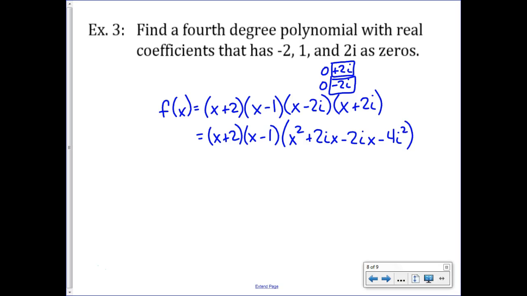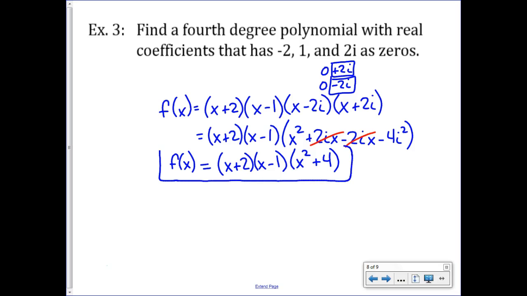So what I notice right away is these 2ix's cancel since they're opposites. So I still have x plus 2 and x minus 1. And then I have x squared and that minus 4i squared. Well, we know that i squared really is negative 1. So I have minus 4 times negative 1, or just plus 4. So there's my 4th degree polynomial with those zeros.